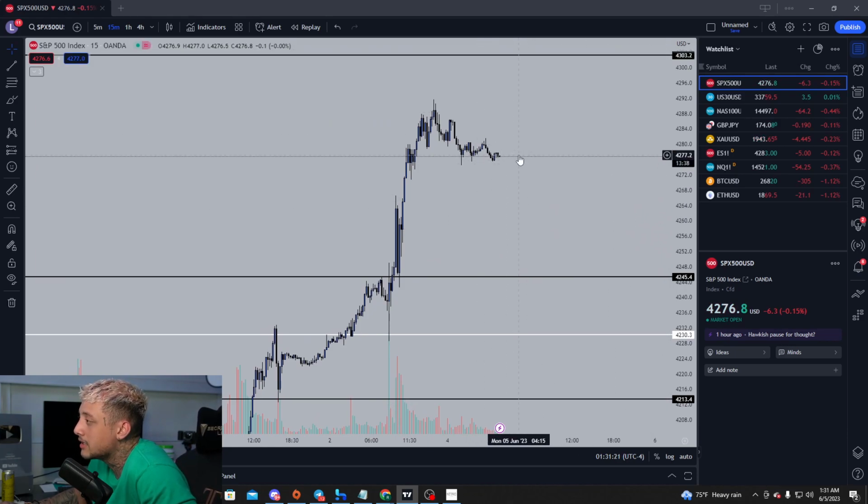Now, coming into the morning sessions, if you're going to be looking to trade SPX, I wouldn't look to take a single position to the upside unless price starts to take out any of the counter trending highs that it does make on this 15-minute time frame.